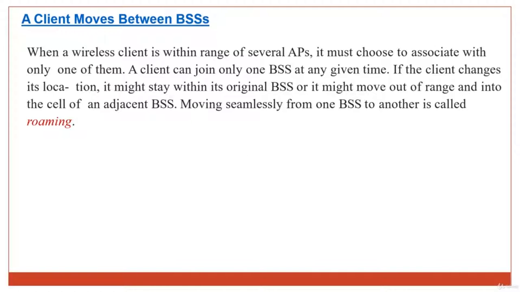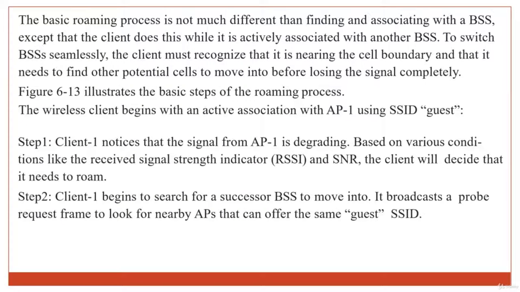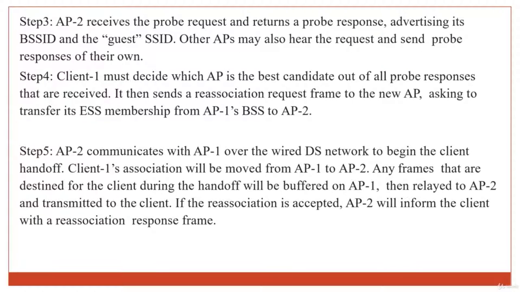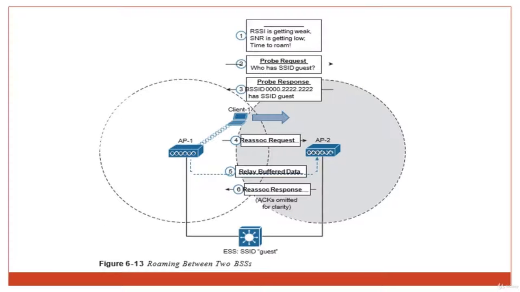So far, we have studied that if you are moving from one BSS or one area cell to another area cell, that means you are roaming. And if different APs have the same SSID, you can roam from one place to another. As per the signal capability, you will go and associate with the access point. That's the technical term, association.